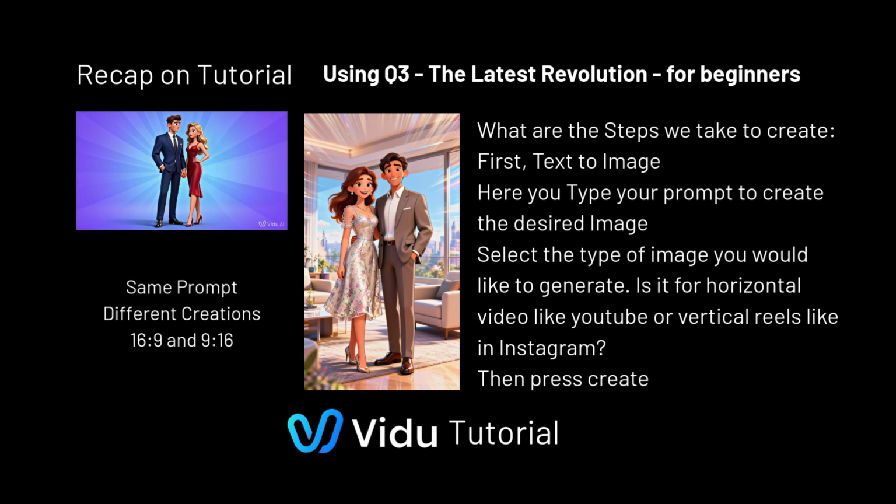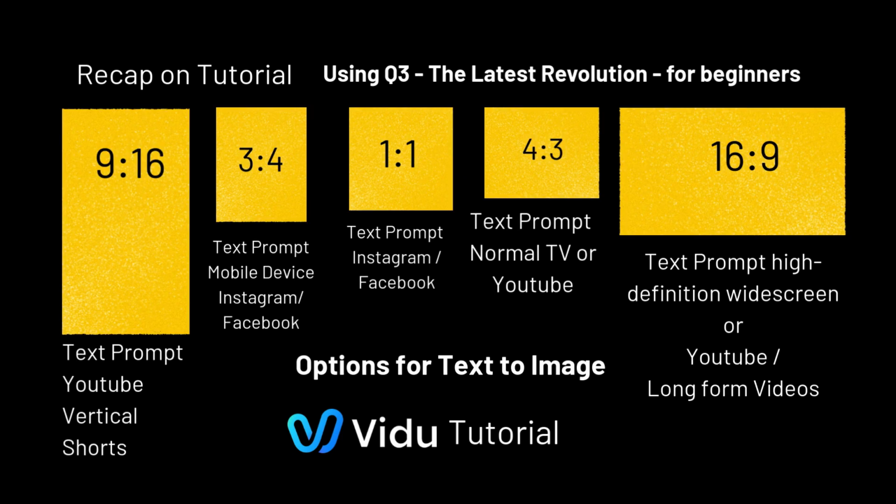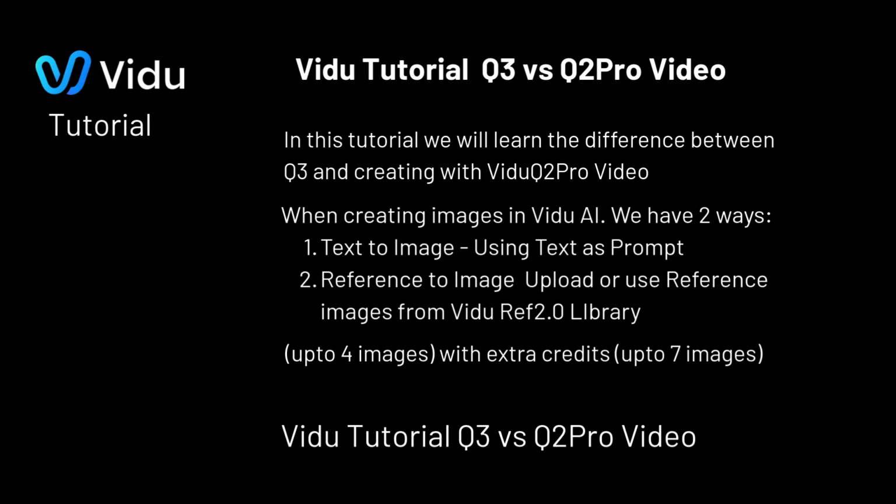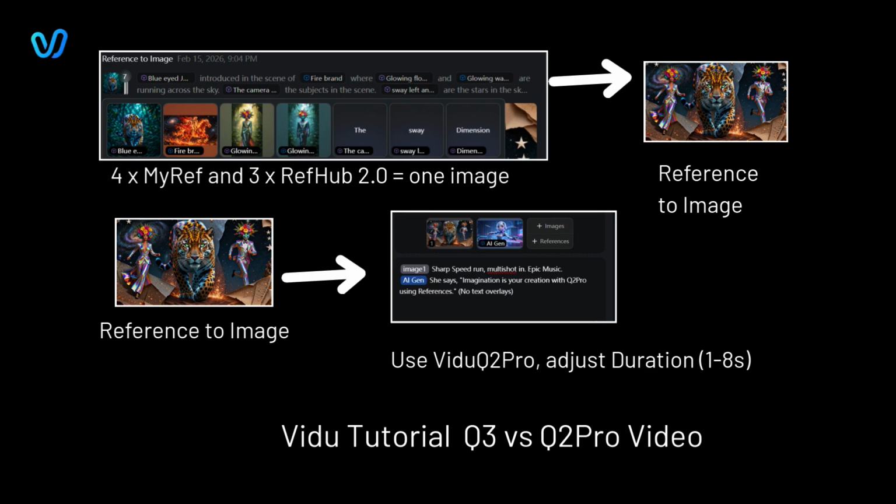First, text to image. Here you type your prompt to create the desired image. Press create. We also learned about the different image formats which we can use for our videos. Now in this tutorial, we are going to learn about references, how we can create them and use them in Q2Pro. You can see an example here.